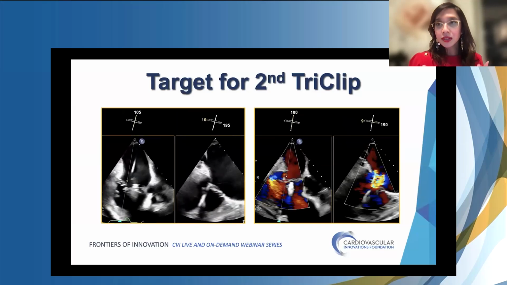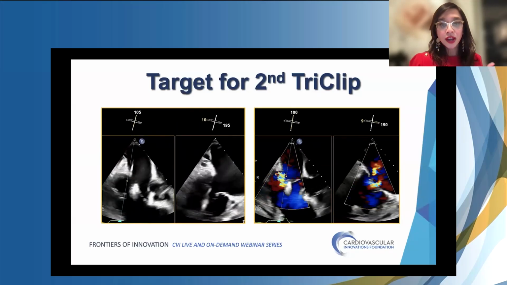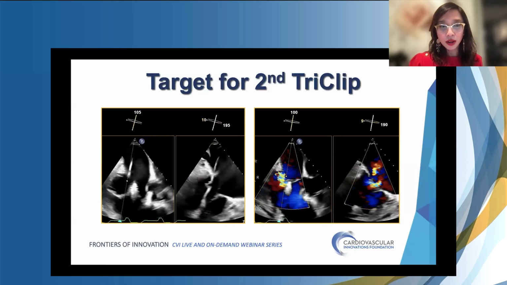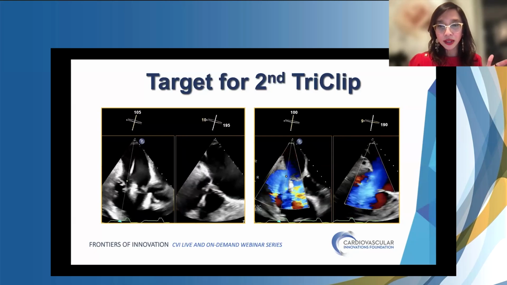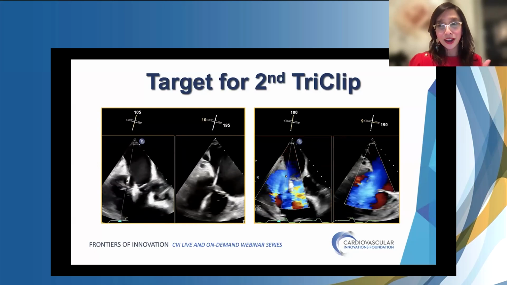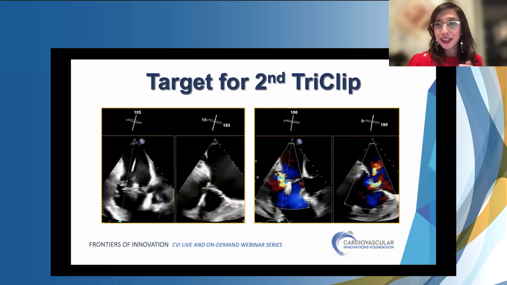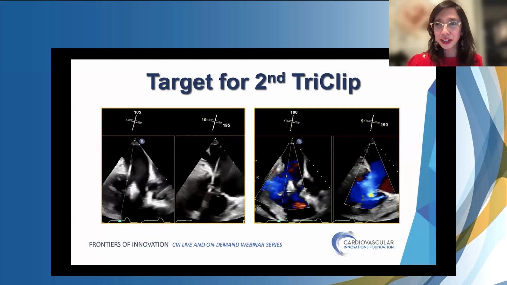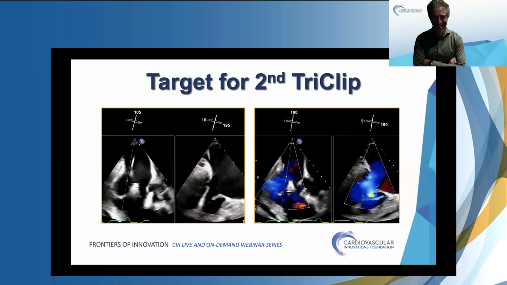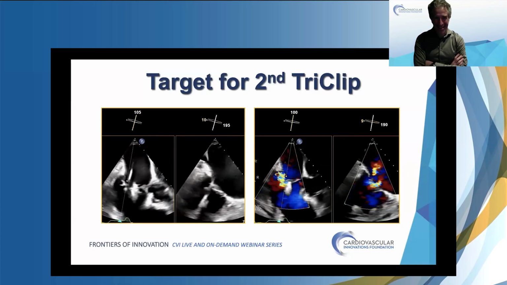Again, the same methodology is finding that target for the second TriClip. There you have the biplane imaging on the left-hand side and color, that's the target. You have that lead there, and Paul says, let's try it. And I'm cringing behind my lab. I am, a little bit. I was like, okay, let's do it.